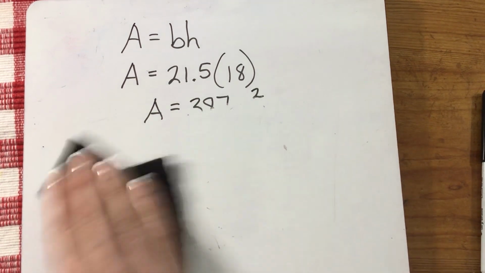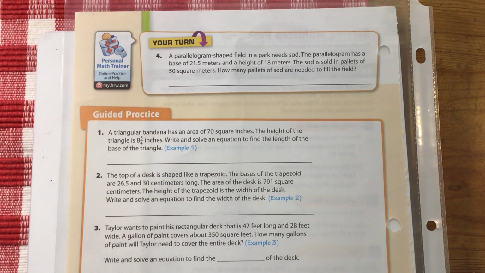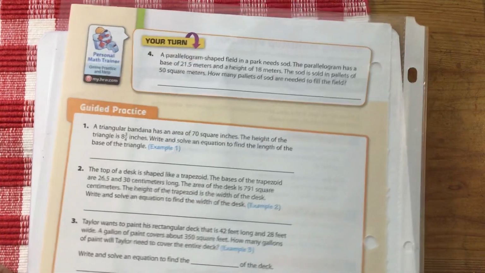Okay, we're going to do the guided practice together, okay? Again, step by step, guys. I know it seems like a pain, but hang in there with me, okay? A triangular bandana has an area of 70 square inches. So they're telling me what the area is. The height of the triangle is 8 3/4 inches. Write and solve an equation to find the length of the base of the triangle. Again, I don't have enough room here, so I'm going to do it on my whiteboard.